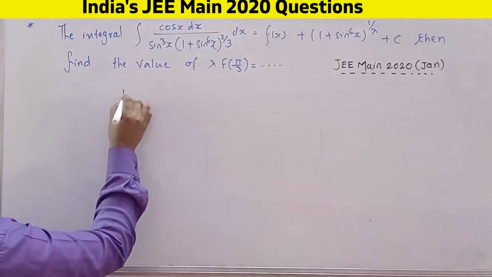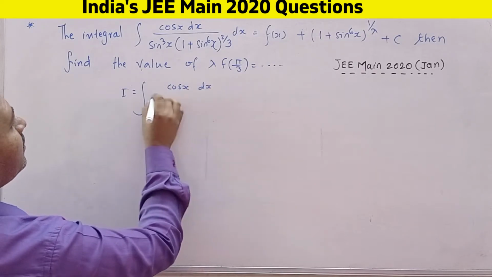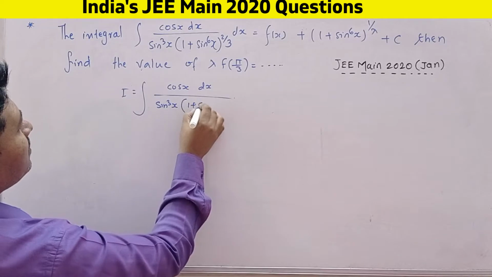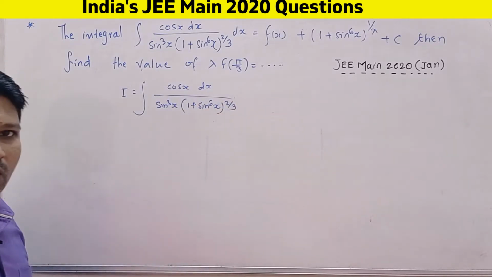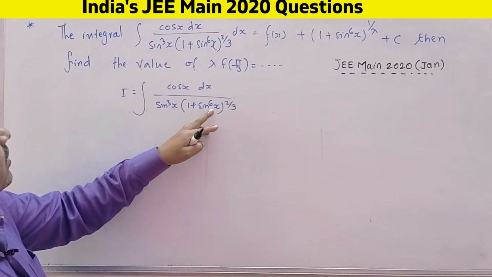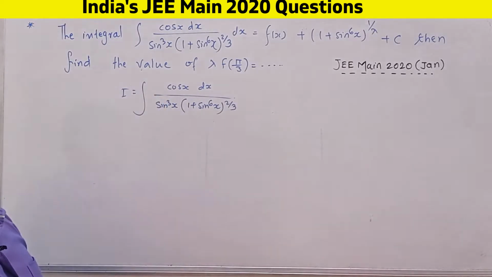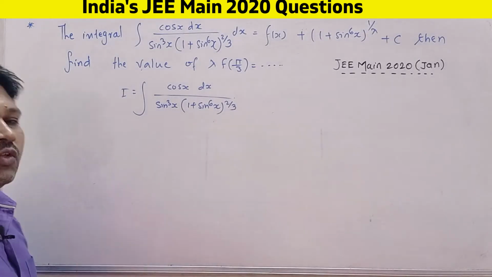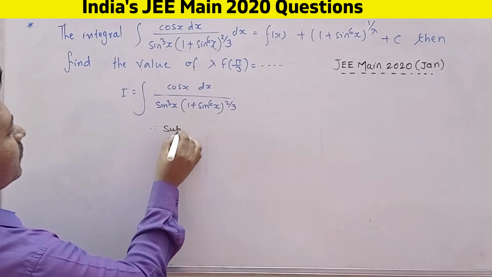Suppose this integral I is equal to, we can take cos x dx divided by sin cubed x times (sin to the 6x) raised to the power 2 by 3. Now observe: here we have sin cubed x, here sin 6x, and the derivative cos x is present in the numerator, while the denominator has sin x. Therefore we can use the substitution method.